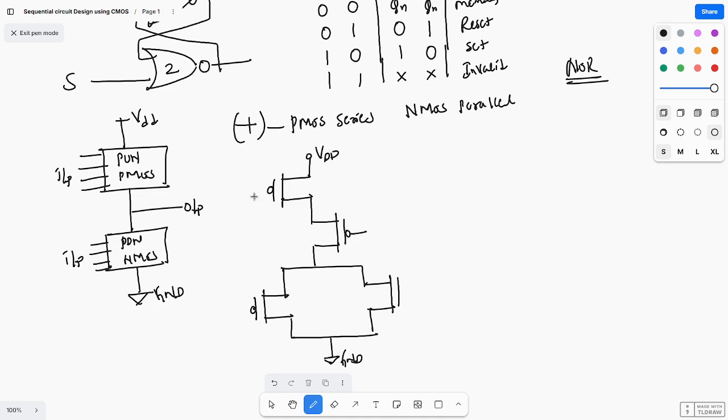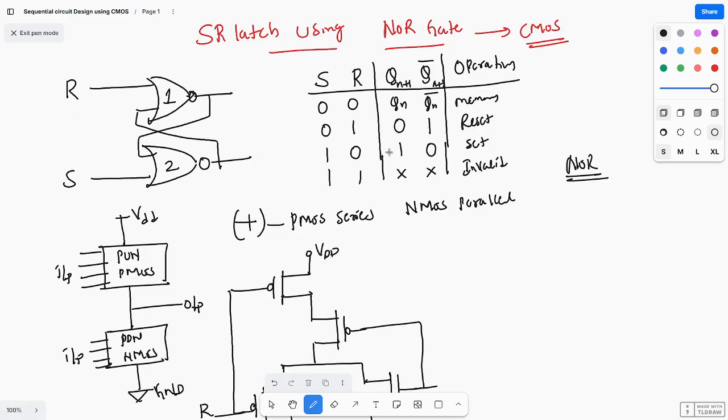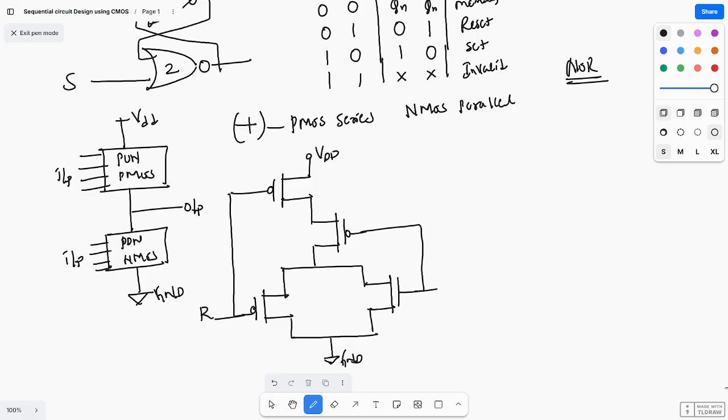And here this and this is connected together, and this is nothing but R. So if you see, this is nothing but this signal, this R. Okay, and here also you connect one more NOR gate by using CMOS.